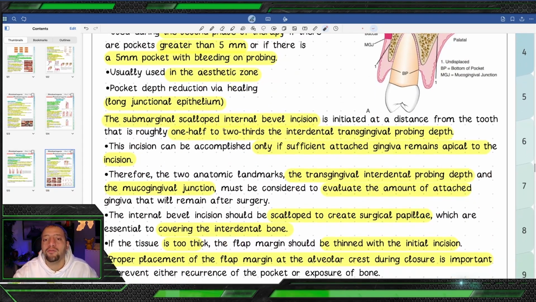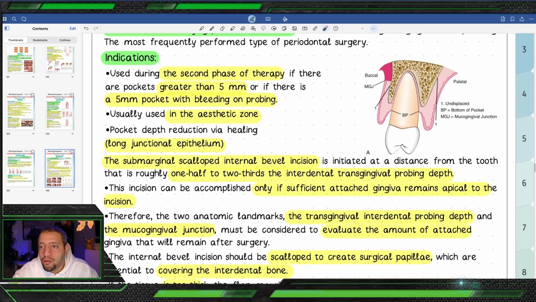Okay, and this is a line I would like you to memorize. It is indicated at a distance from the tooth that is roughly 1/2 to 2/3 the interdental transgingival probing. And this transgingival probing, I'm going to discuss before we move to the apically positioned flap. This incision can be accomplished only if sufficient attached gingiva remains apical to the incision. Because look here, you're going to cut in this area, and here is the final part of the attached gingiva, here the mucogingival junction beyond which we have attached gingiva. So this is the attached gingiva, and you are going to remove a huge part of it.